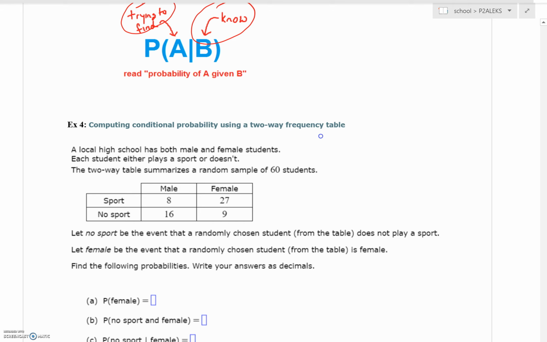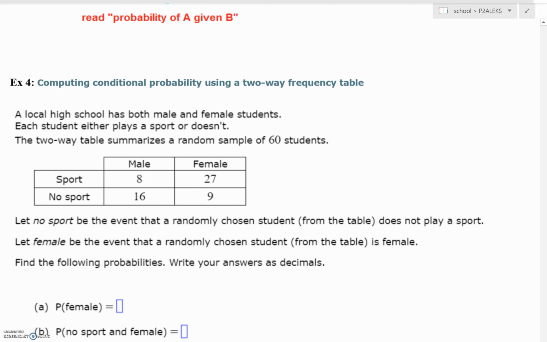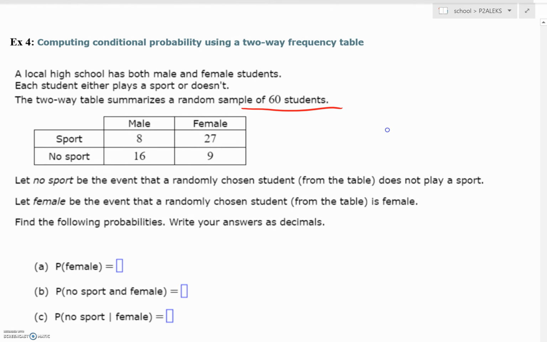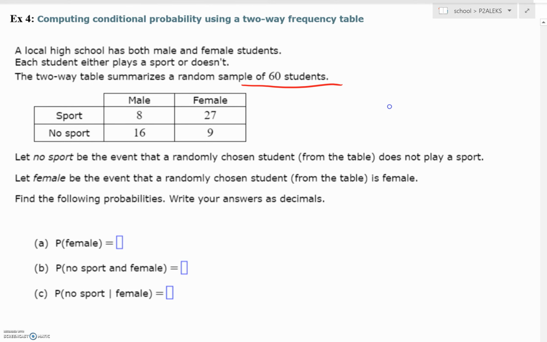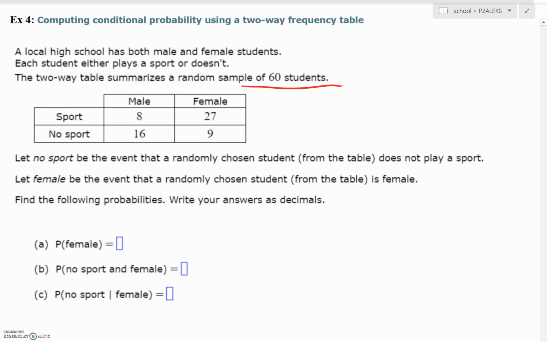So let's take a look at this last example. A local high school has both male and female students. You've got 60 students total. 8 males play a sport, 16 do not play a sport. For girls, for females, 27 play a sport, 9 do not. So let female and males come into play here. Find the probability that a female is randomly selected. We want to have an exact decimal.